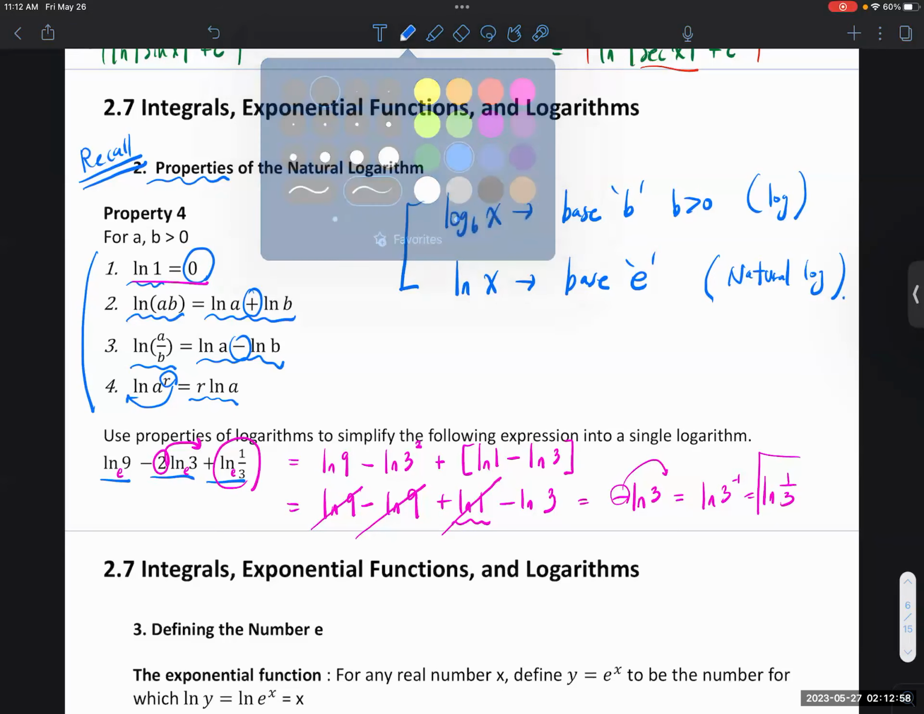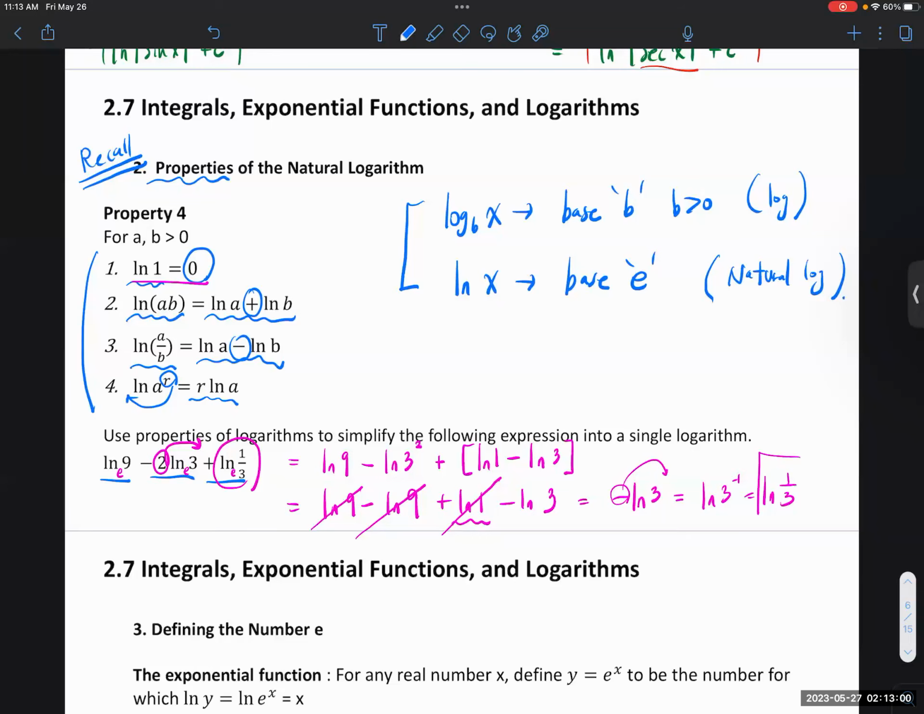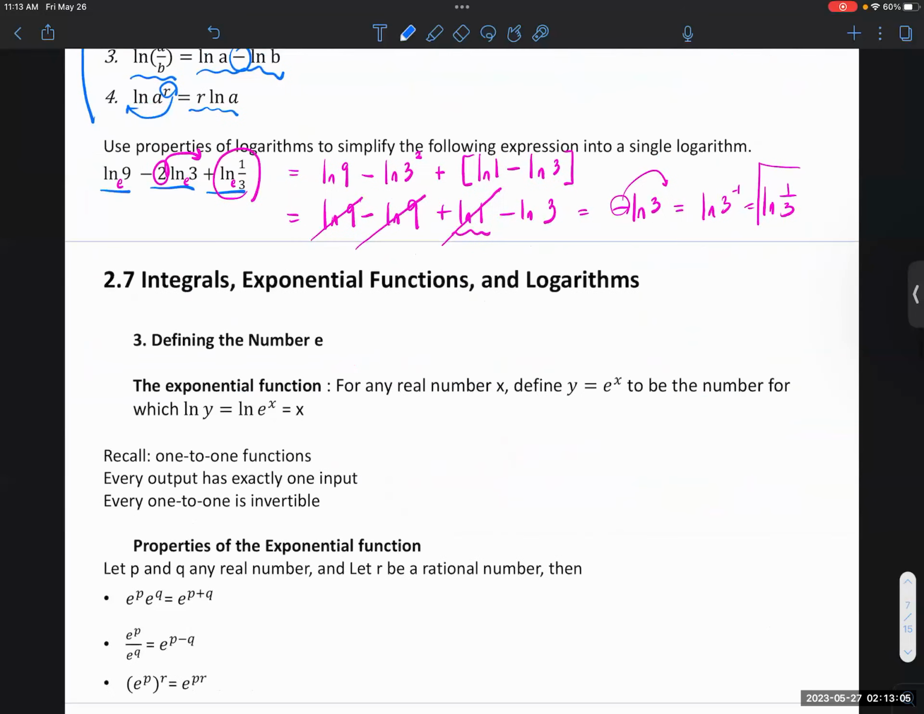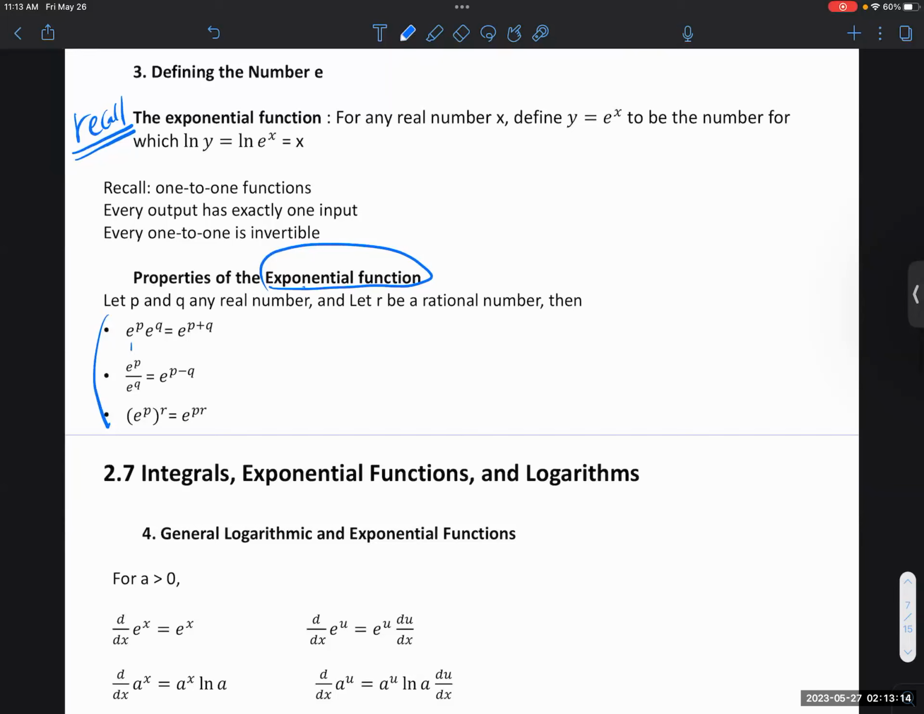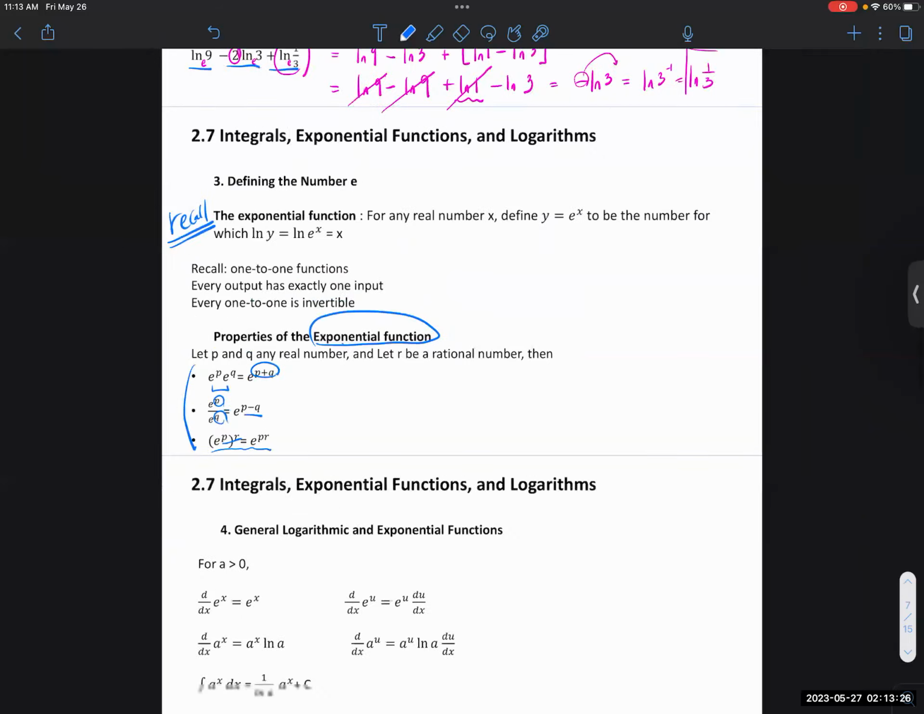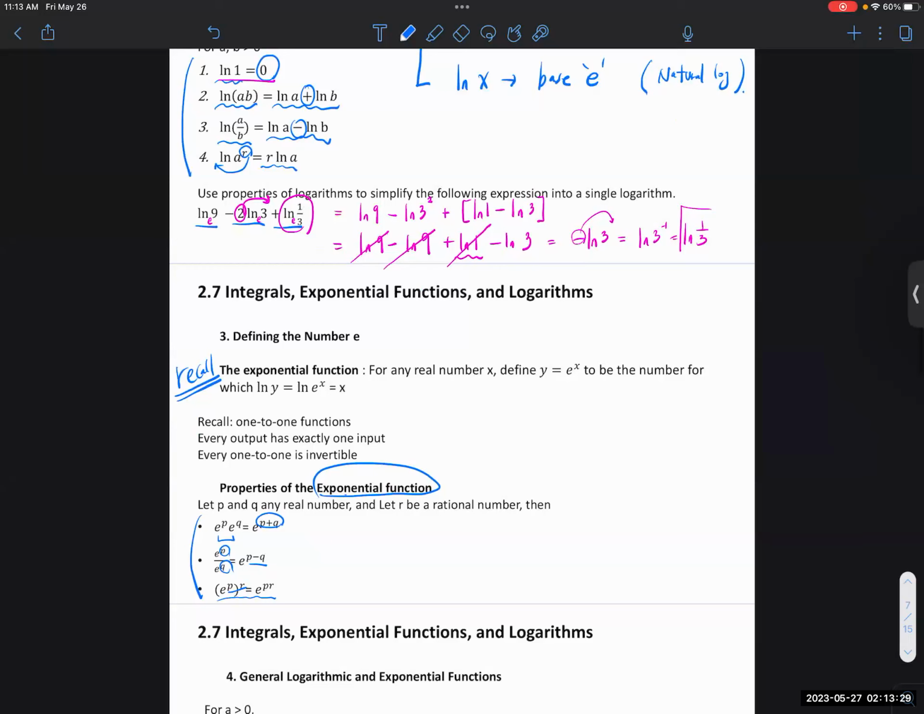A couple more properties you already learned in pre-calculus. So this is the log, and let's talk about the exponent. Let me go down here. The property of exponentials. This is another recall, and I'm not going to really emphasize it. If you have the same base, you can add. If you have the same base, you can subtract. You can multiply the exponents if you have a parenthesis. So this is the exponential rule we already learned. These are 2 recall pages. I'm not going to really emphasize them because we already learned this a long time ago.